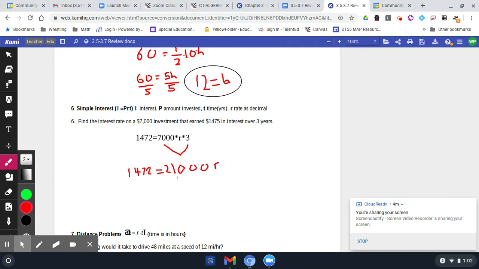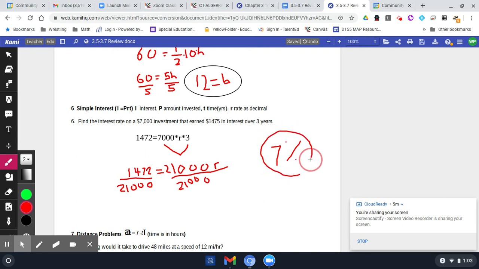And then to find our final answer, we need to divide both sides by 21,000. And it should be a smaller number on top because we're hoping to get a percent here, right? So go ahead and take 1472 divided by 21,000, and we get 7%. So this could be a 7% interest rate.